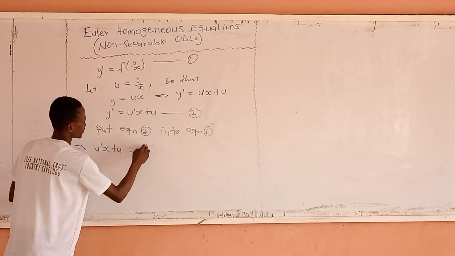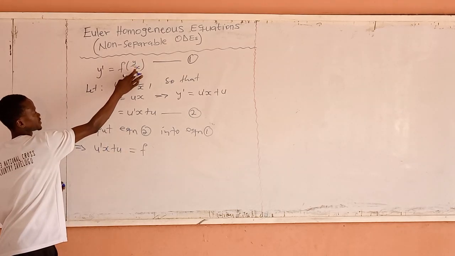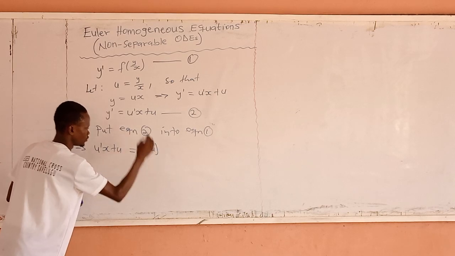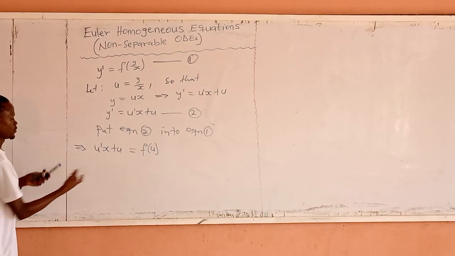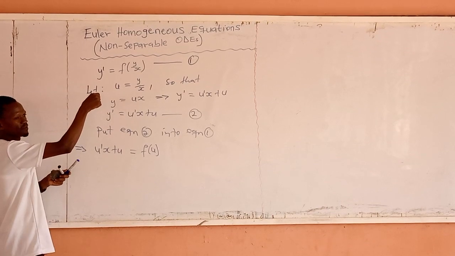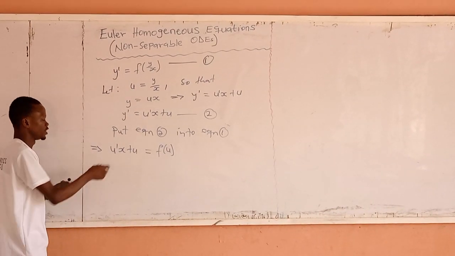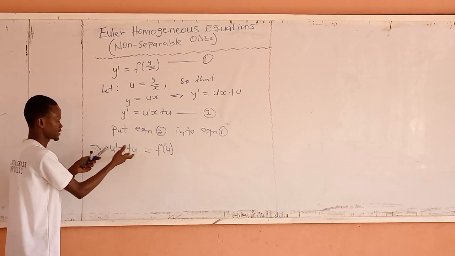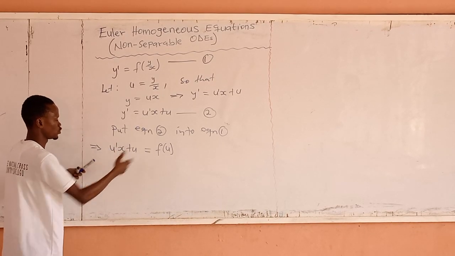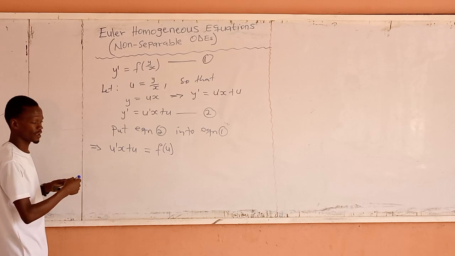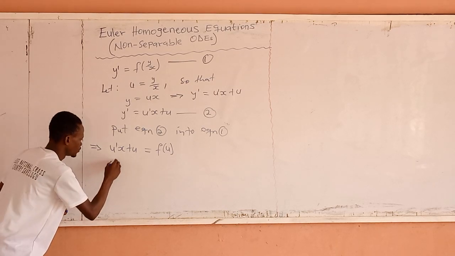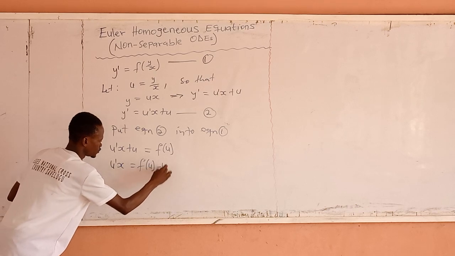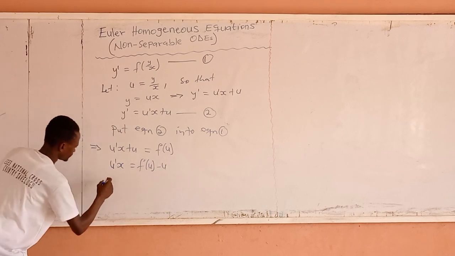to be equal to what? f of y over x. But y over x was u, so this becomes f of u. Now we have changed the dependent variable into a new variable u, and the function is now in terms of x and u. So the next step is to group like terms and then separate the variables. So we have u prime x to be equal to f of u minus u.